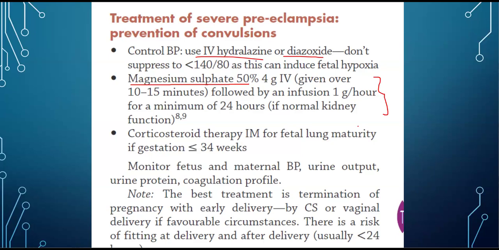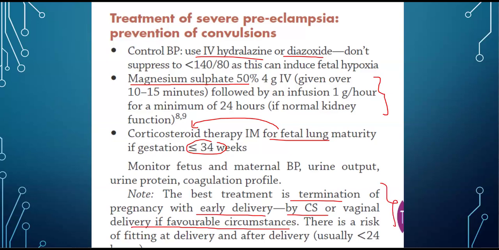And if there is a chance that the baby might be born prematurely, less than 34 weeks, you will also give a steroid to bring on fetal lung maturity. Okay? So for severe preeclampsia, that's the main treatment. Control the blood pressure with IV antihypertensives, give magnesium sulfate. The best treatment for severe preeclampsia is termination of pregnancy with early delivery by cesarean section, or vaginal delivery if favorable.